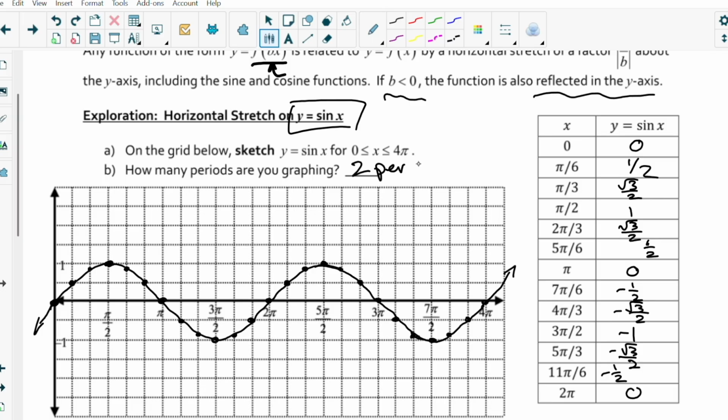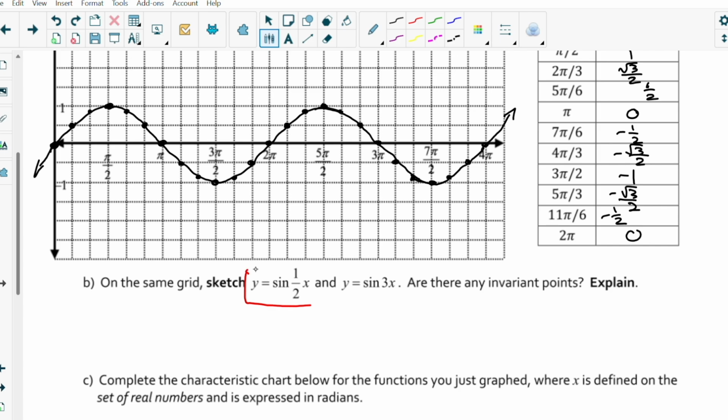2 periods. Okay, let's pick red. I'm going to graph y equals 1/2 sine of x. What do we predict will happen? Okay, let's see here. On the same grid, sketch y equals sine of 1/2 x. So let's do that right here.